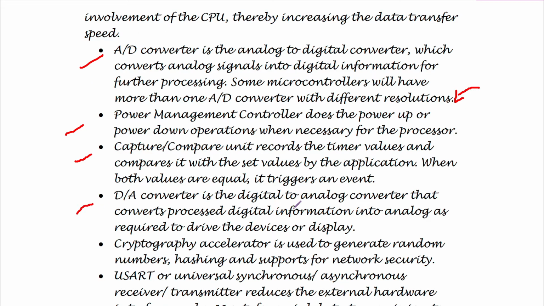DA converter is the digital to analog converter, exact opposite of ADC, that converts the processed digital information into analog as required to drive any device or display.